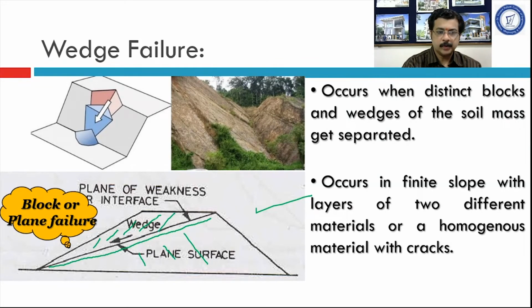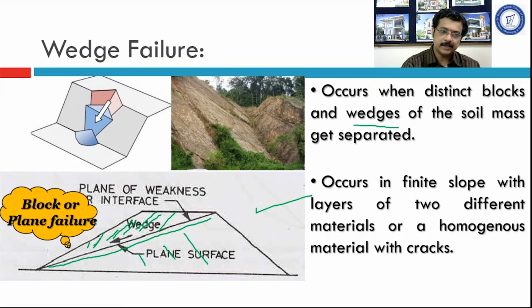So this much portion, or wedge, will slide down the plane. So this is called a block or plane or wedge failure. Now you can see in the explanation, it occurs when distinct blocks and wedges of the soil mass get separated.